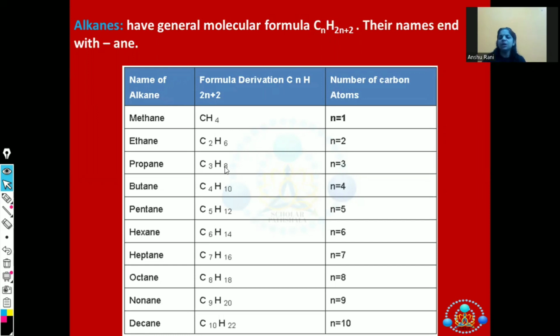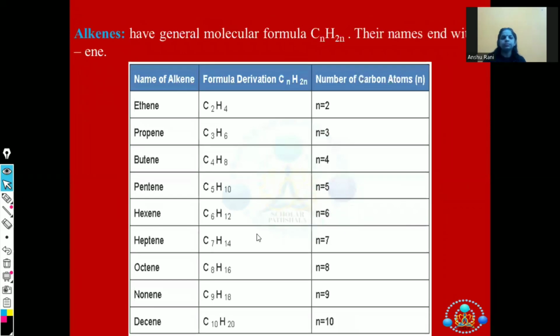For writing the names, as we have already discussed, for 1 carbon, we are writing word root meth. For single bond, it is ane. So meth plus ane will be methane. Similarly, for 2 carbon atoms, eth plus ane, prop plus ane, but plus ane, pent plus ane, hex plus ane, hept plus ane, oct plus ane, non plus ane, dec plus ane. In this way, you will be able to write names of alkane series.